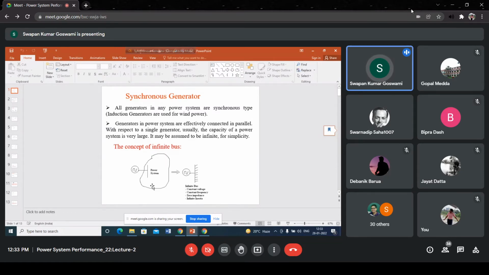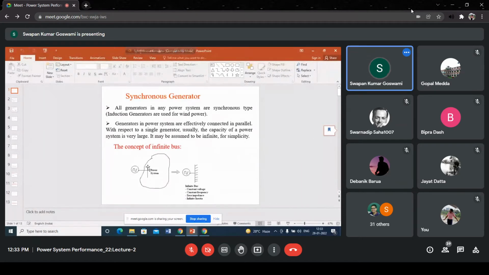That means the internal impedance of the constant voltage source is zero, because there will not be any voltage drop inside the voltage source. Here, since we are assuming that this voltage is constant, it is a constant voltage source, and obviously its impedance will be zero. That's why internal impedance is zero. So the property of the infinite bus is a constant voltage source with zero impedance. Also, its frequency is constant.